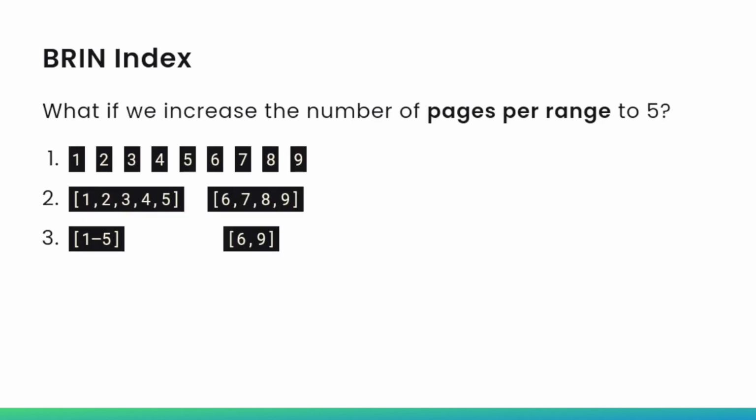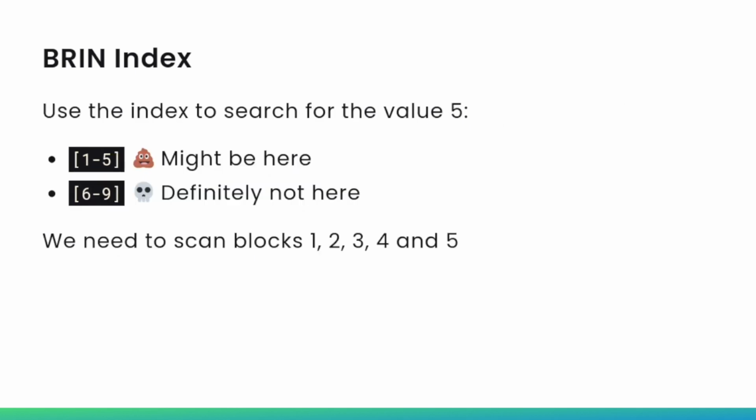Now let's look at another aspect. Let's say that we are now back again with perfect correlation. We have 1 through 9 neatly sorted. But this time, instead of indexing ranges of 3 adjacent pages, I'm going to index ranges of 5 adjacent pages, okay? So I want to have 5 pages per range. So I do the exact same thing, but this time instead of taking groups of 3, I'm taking groups of 5. So if you look at that, the index is smaller. I only have 2 entries in the index, right? Previously, I had 3 entries in the index. Now I have just 2 entries in the index.